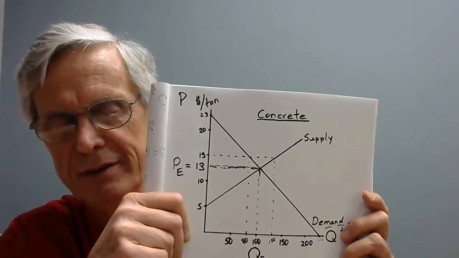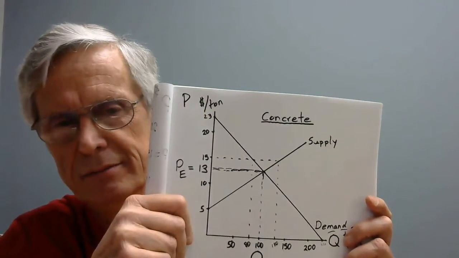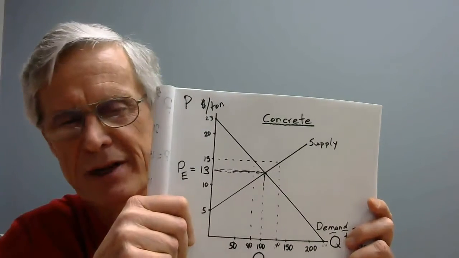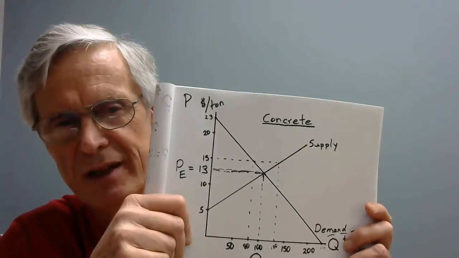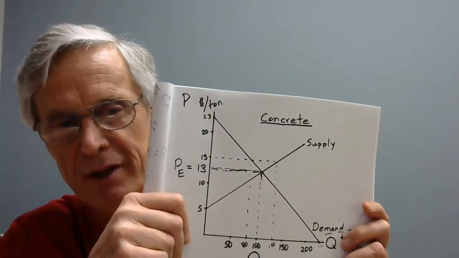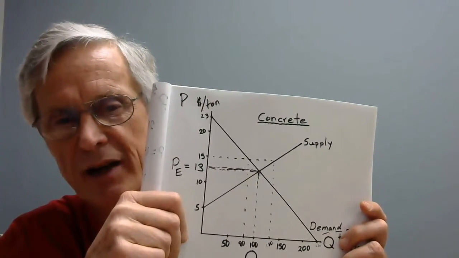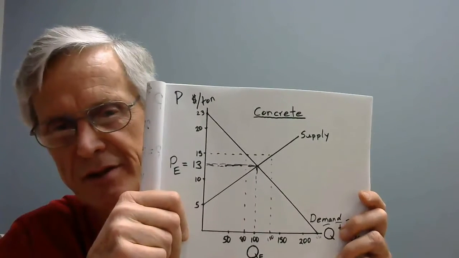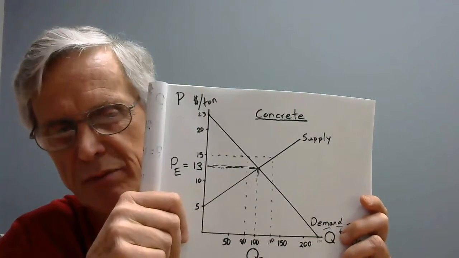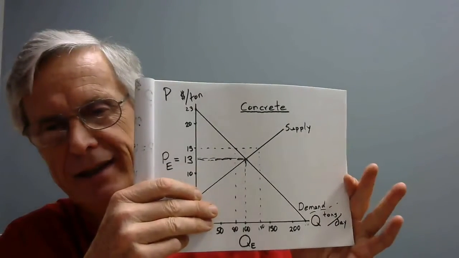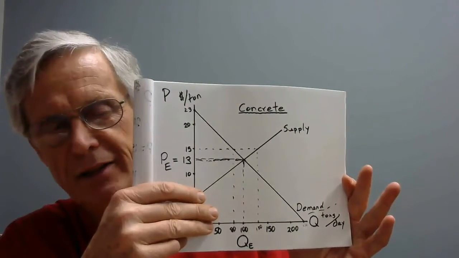If the price were at a level where the amount that the people want to buy is not the same as the amount that the sellers want to sell to them at that price, we have what's called a market surplus, and if the price is determined in the market, the price will fall, and you'll see here that it falls to 13 because at that price, the amount demanded would be 100 and the amount supplied would be 100. Buyers want to buy 100 tons per day, and the sellers are willing to sell 100 tons per day.